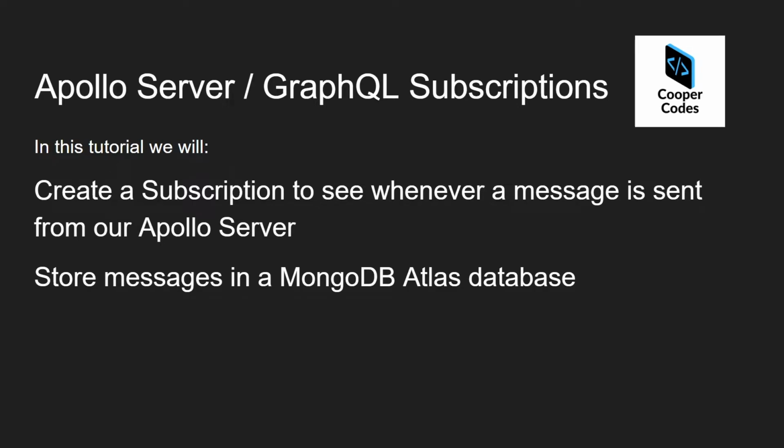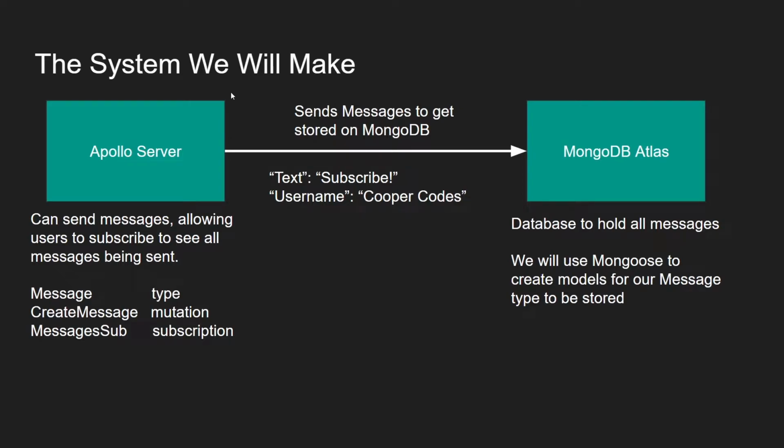In this video, we're going to take a look at the Apollo server setup for subscriptions. We are going to create a subscription to see whenever a message is sent from our Apollo server, and we are going to store messages in a MongoDB Atlas database. Let's take a look at the overall system we're going to make for this tutorial.